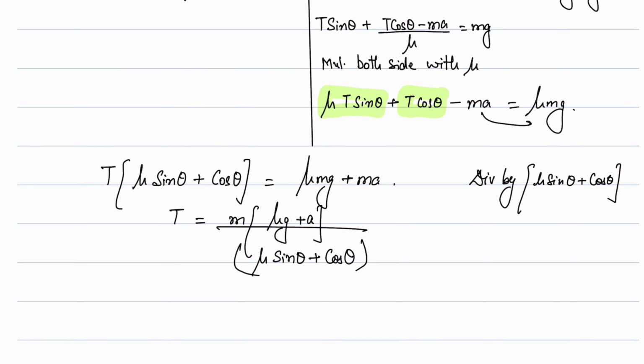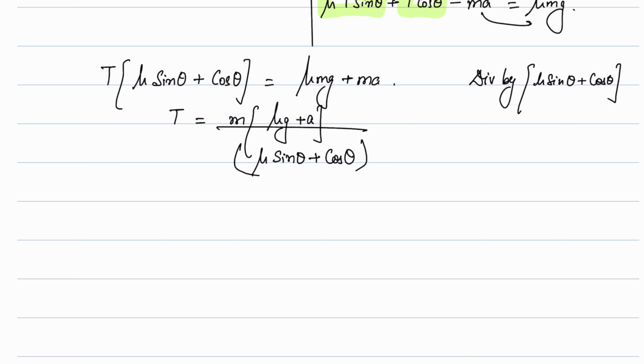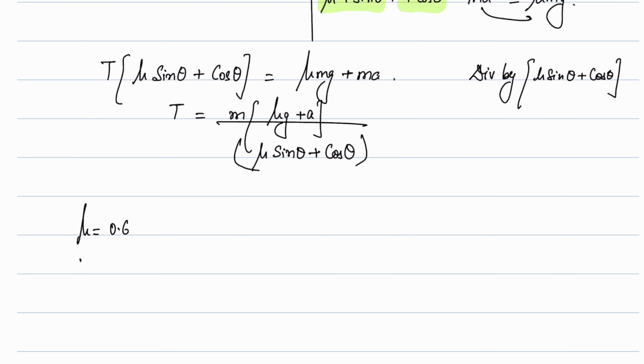All the values are given. So mu, mass, everything is given. So what is the value? Value of mu is 0.6. Mass is equal to 1000 kg. G we know 9.81. Acceleration is 2. Okay, and theta is 30 degree.